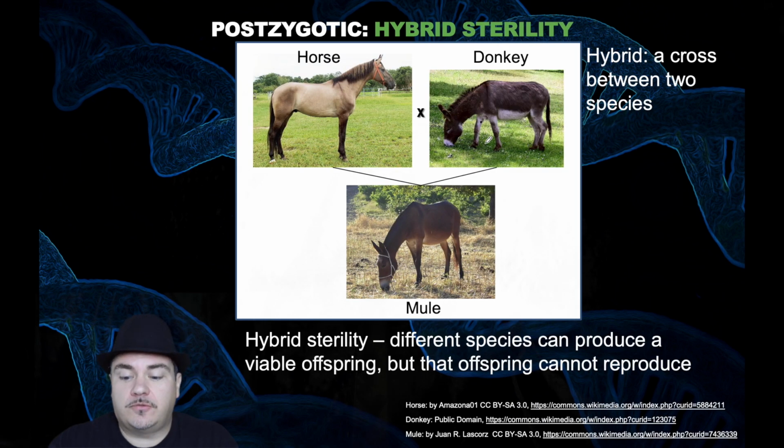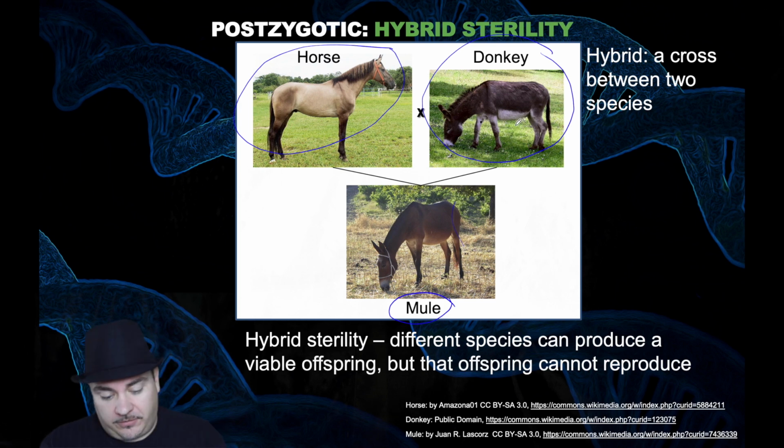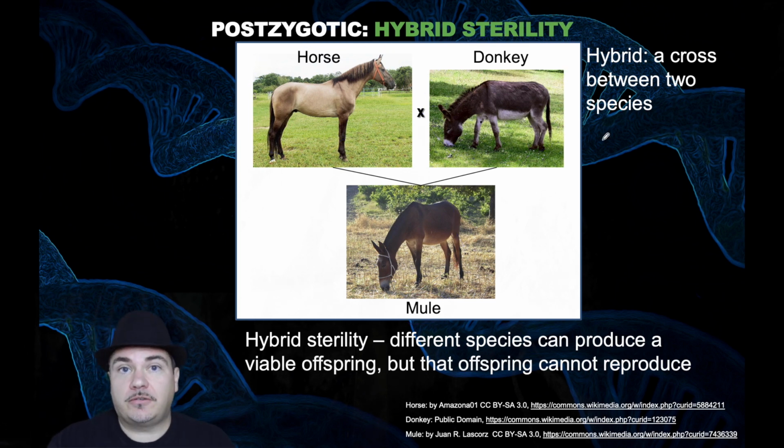Next example is hybrid sterility. So if you, for example, take a horse and mate it with a donkey, they can and will mate with each other, and that produces a mule. And the mule is viable, it's living, but it's infertile, it's sterile. The mule cannot have kids of its own. So because of that, the horse and the donkey are two separate species. Remember, the biological species concept says that two organisms have to be able to mate, produce viable, which is living, which this does, and fertile, okay, offspring. Well, the mule is not fertile, so they are two separate species.